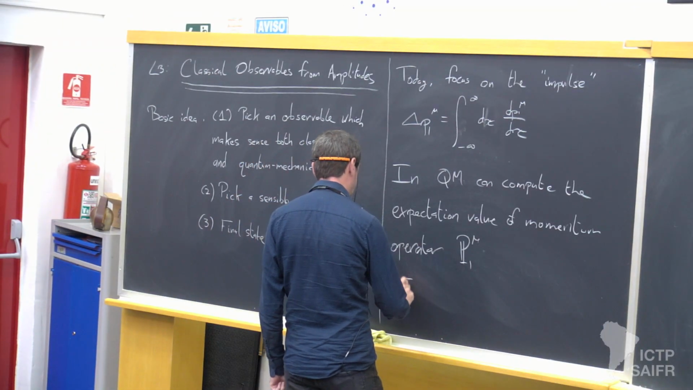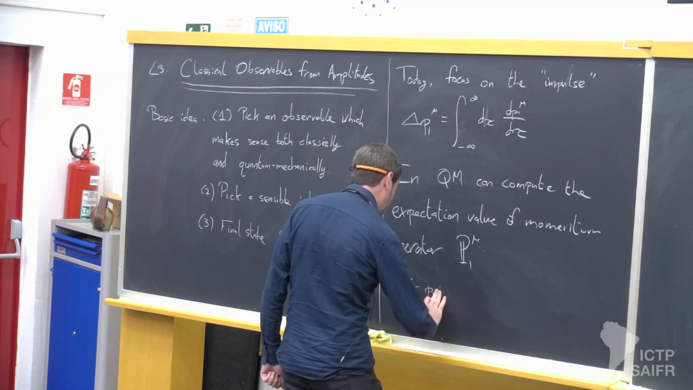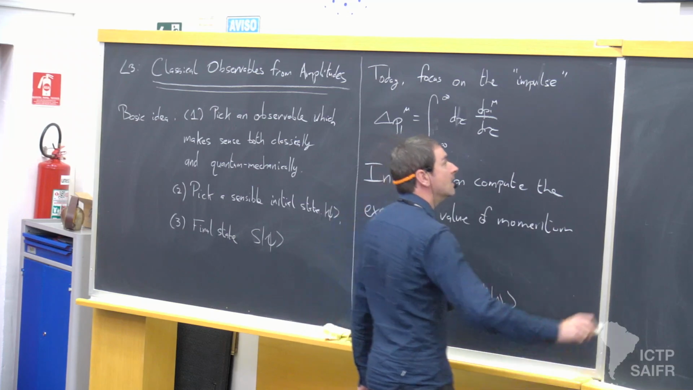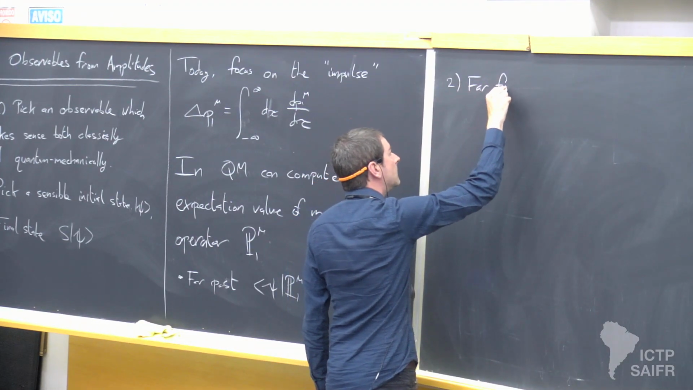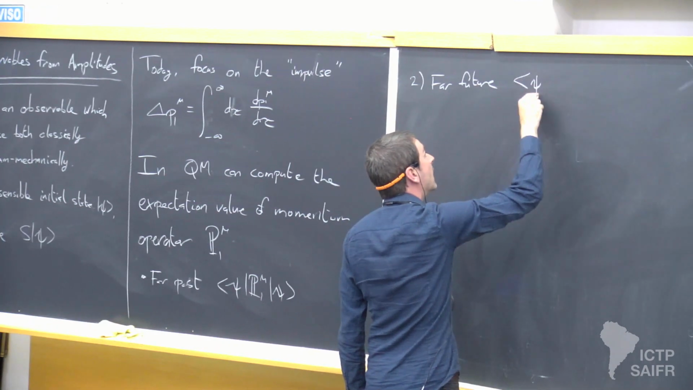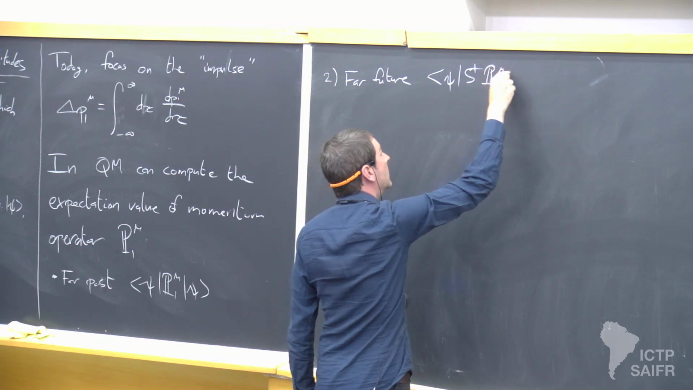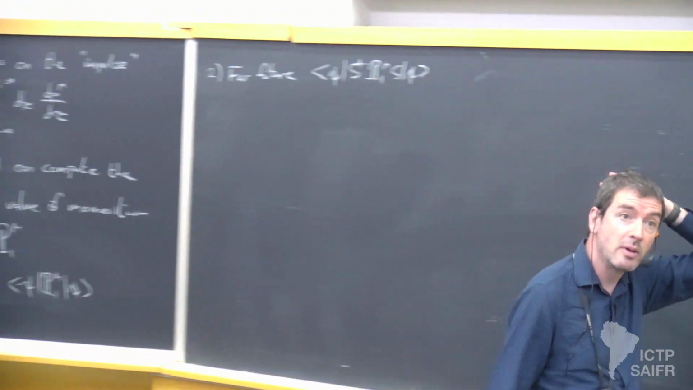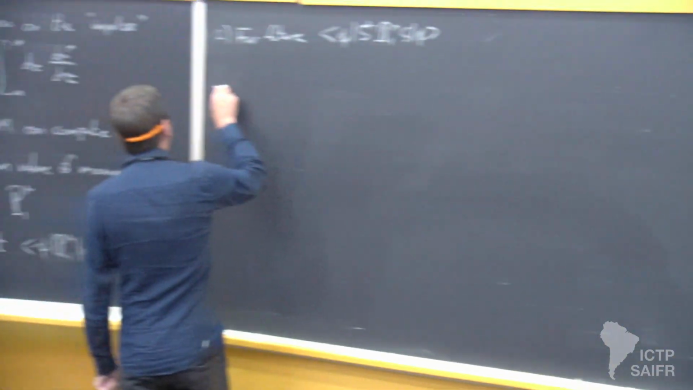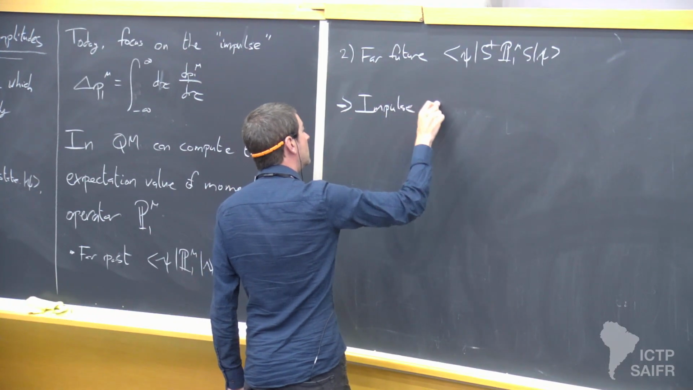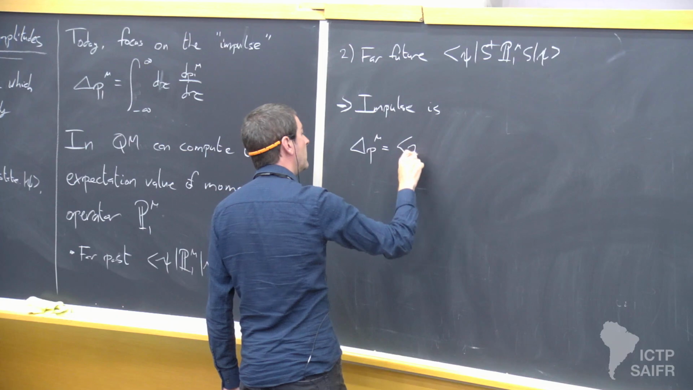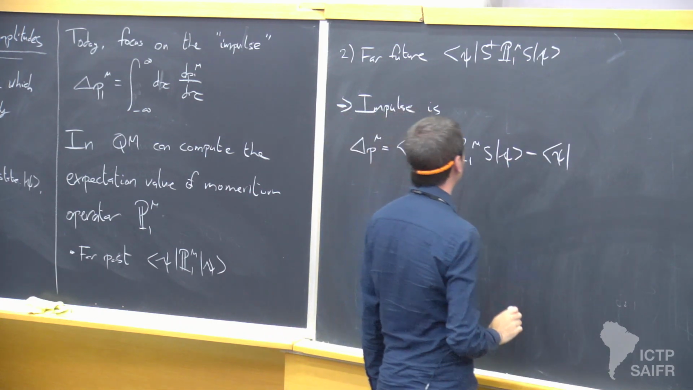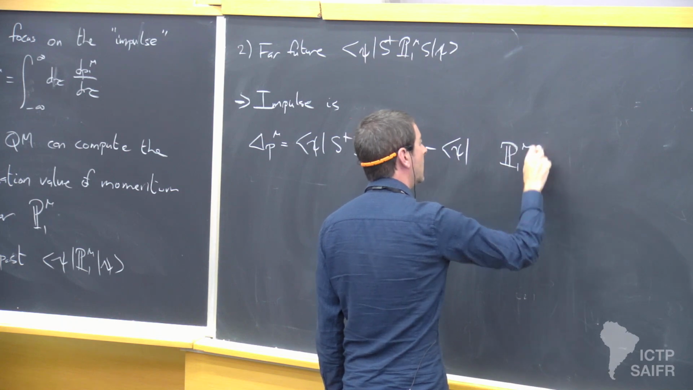In the far past, the expectation value will be just psi, my initial state, P1^mu, psi. In the future, I can compute psi S dagger P1^mu S psi. So S psi is my out state. This is going to be the expectation value of the momentum of my particle in the far future, and the impulse will be just the difference. Delta P^mu equals psi S dagger P1^mu S psi minus psi, and then I'm cunningly going to leave a little bit of space here, P1^mu psi.